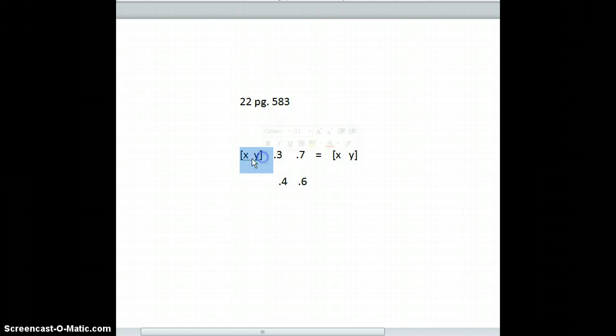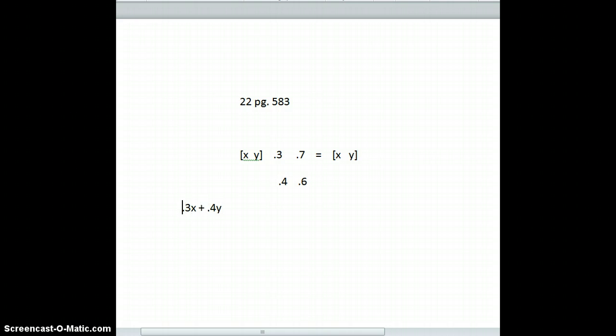So basically, you have a breakdown from people who are in choice 1 or choice 2, and then after we do the transitioning, it's the same exact breakdown, the same exact numbers for choice 1 and choice 2. So to solve this, start with matrix multiplication, where you take this row and multiply it by the first column. So that would be 0.3 times the x plus 0.4 times the y.